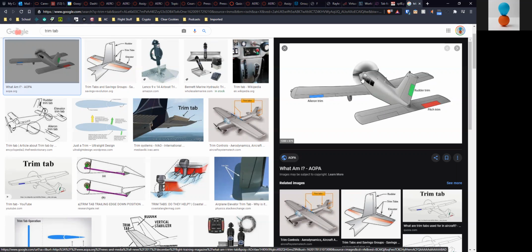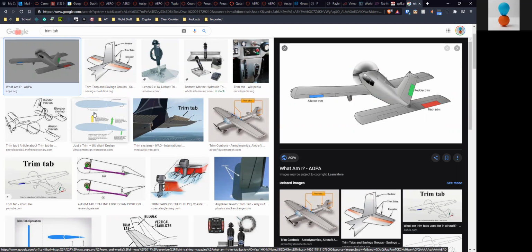So let's say I want to trim my nose to be more up, then that means I want the elevator to go more up, because if it goes up, the tail will go down and the nose will go up. So that means I actually want the trim tab to go down, because if I push the trim tab down, that'll push the elevator up, which will push the tail down, which will push the nose up. I think I said nose too many times there, but basically that's how trim tabs work.